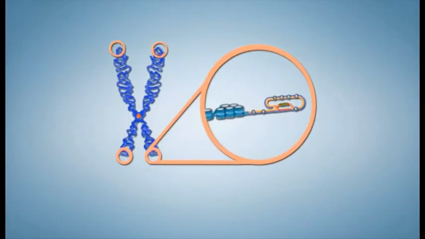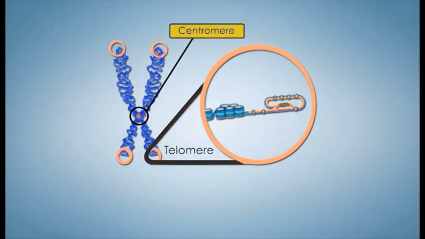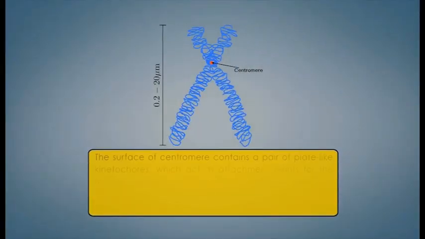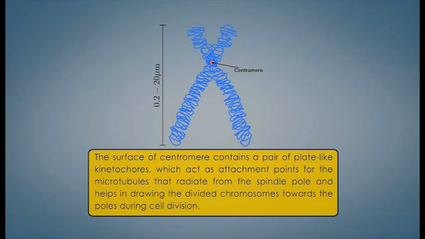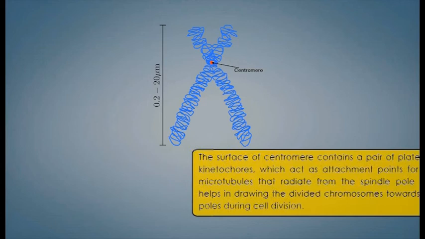Each chromosomal DNA molecule has a centromere, two telomeres and replication origins. The surface of the centromere contains a pair of plate-like kinetochores which act as attachment points for the microtubules that radiate from the spindle pole and help in drawing the divided chromosomes towards the pole during cell division.